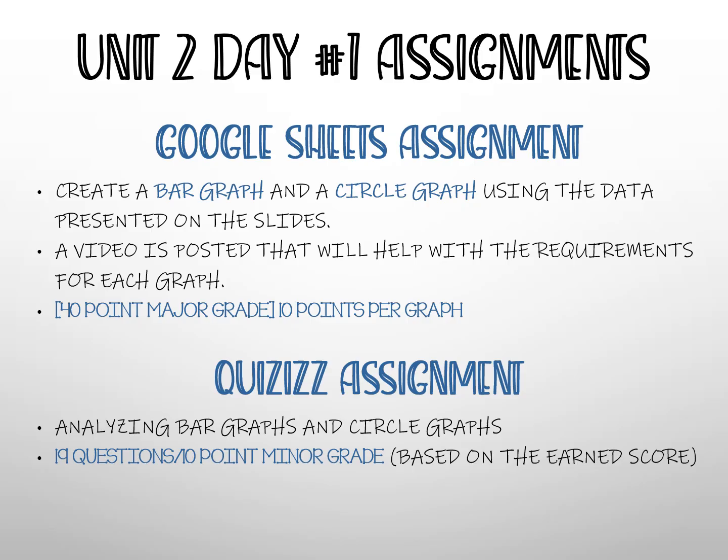Here are the assignments. There's a Google Sheets assignment. You are going to make 4 graphs total, 2 bar graphs and 2 circle graphs. There are tabs at the bottom of the Google Sheets that you will have. It's a 40-point major grade. It's 10 points per graph, and it has specific requirements, so make sure you pay attention to that.